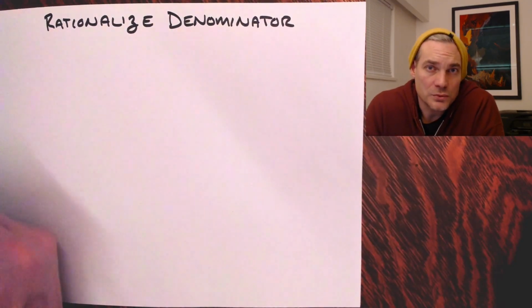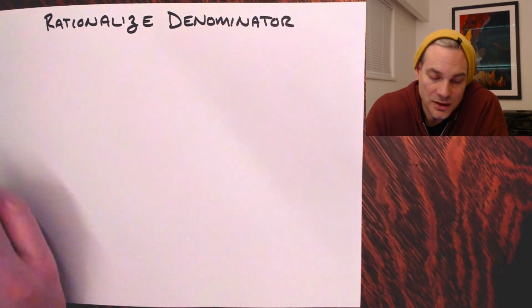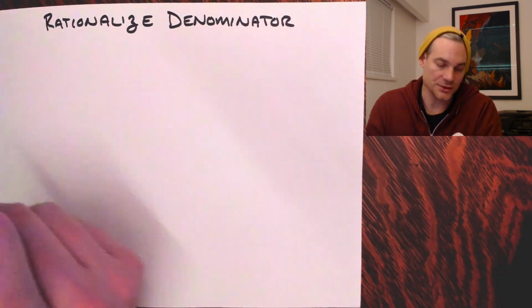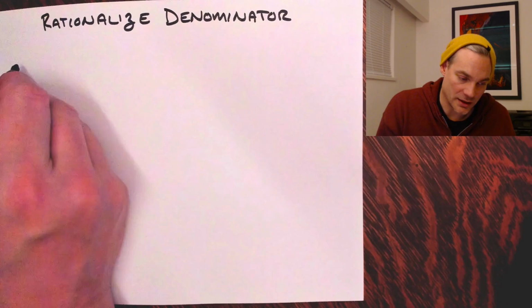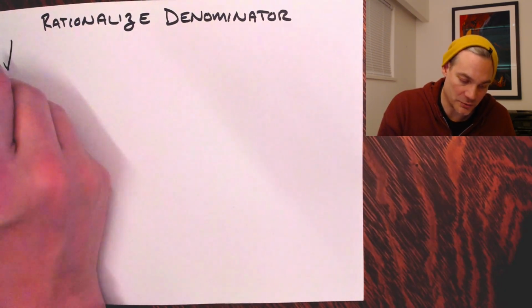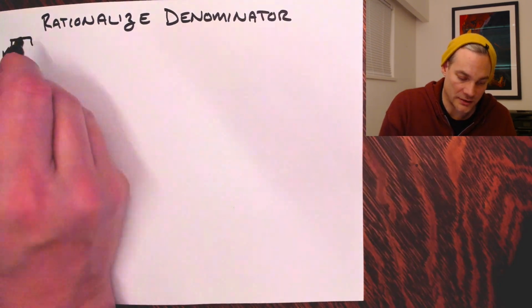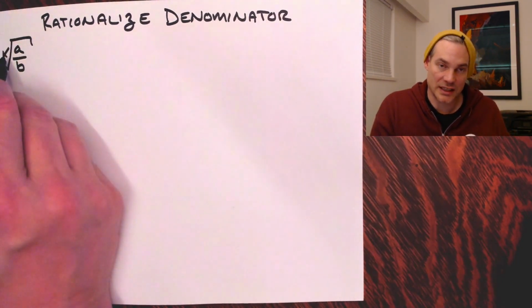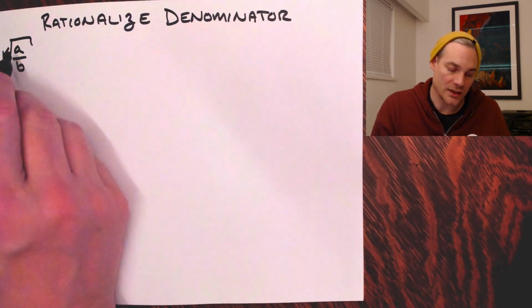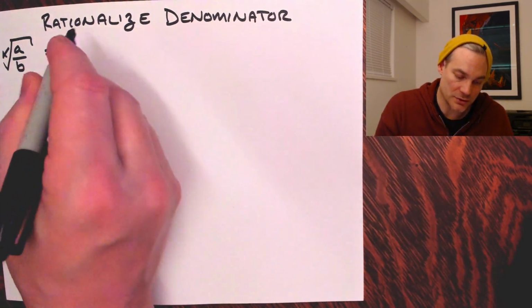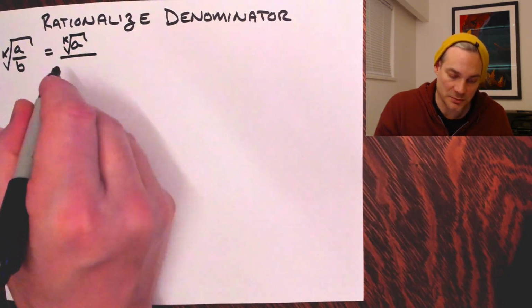Okay, so we are going to learn how to rationalize the denominator, and it's pretty straightforward. So let's get into it. Let's just say a very random case. I have the kth root of a over b, but I can write this as the root of a over the root of b. I can split it up, right?